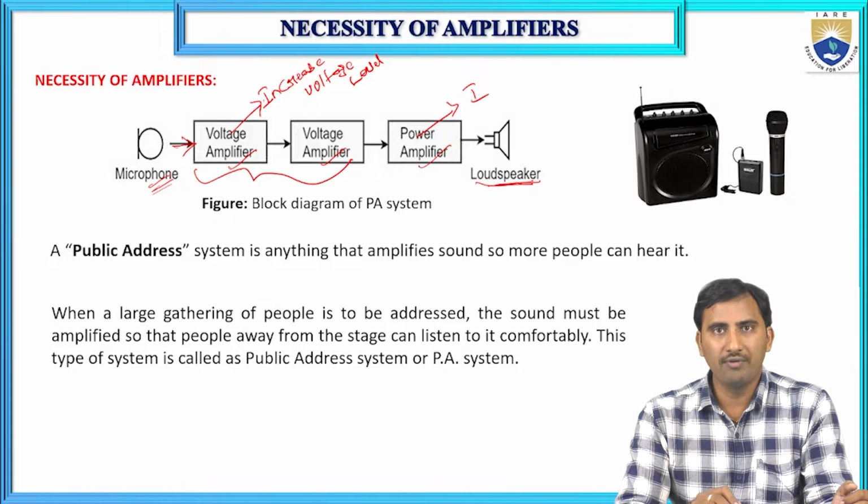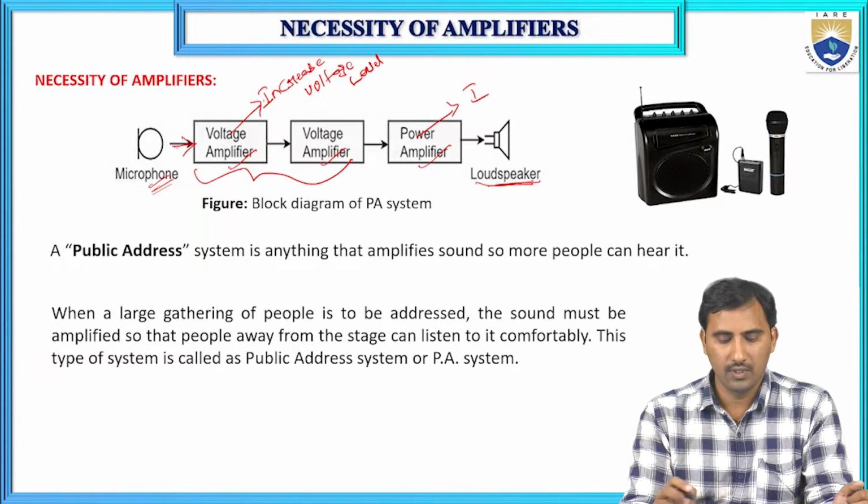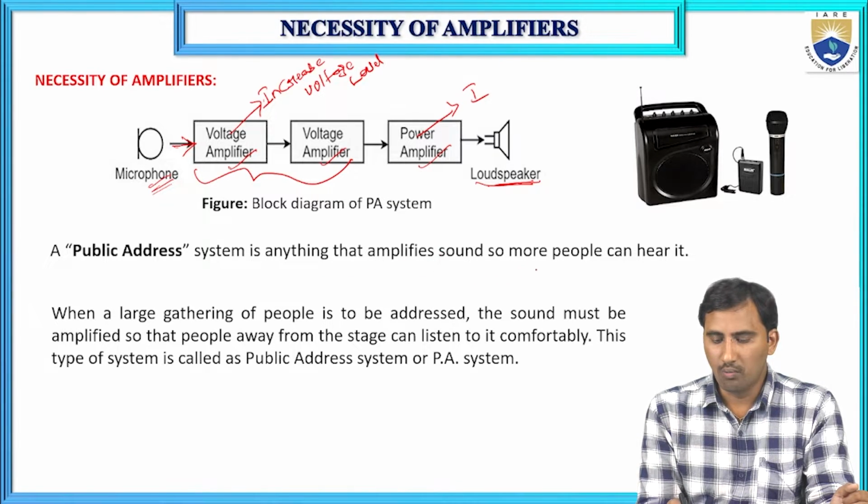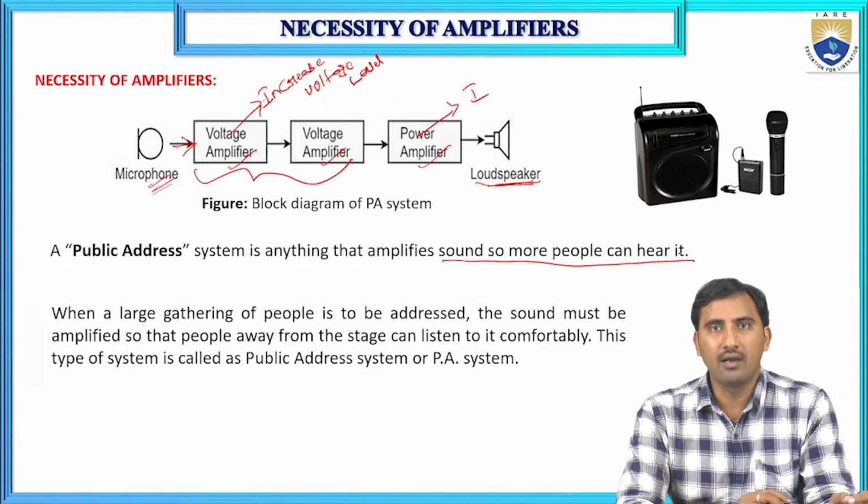So voltage amplifiers are considered small signal amplifiers, and the power amplifier is considered a large signal amplifier. A PA system is anything that amplifies sound so more people can hear it. This type of PA system was used in large public gatherings or meetings, etc.